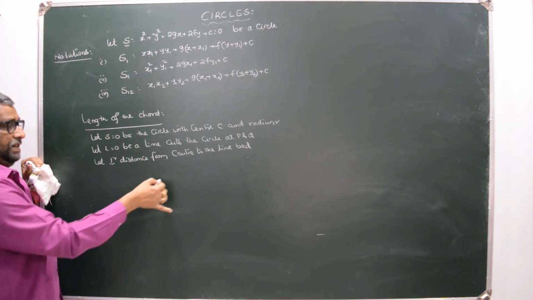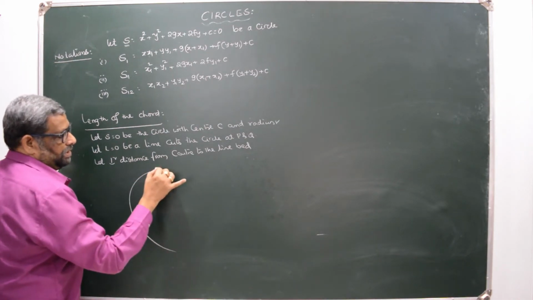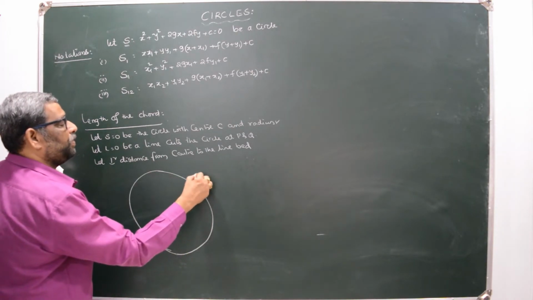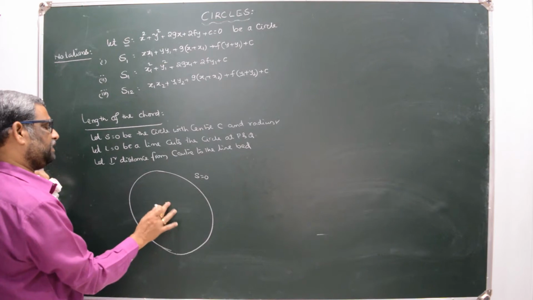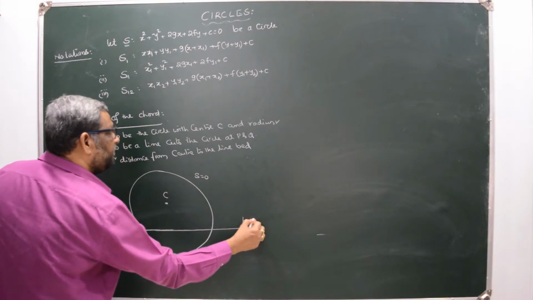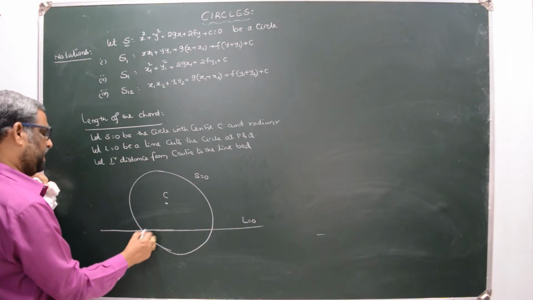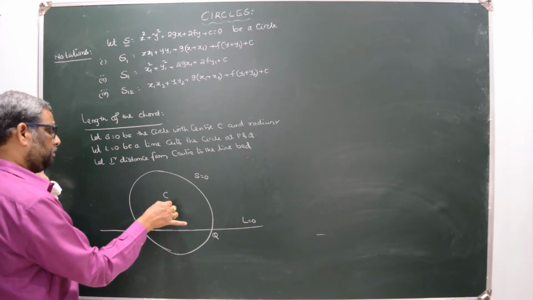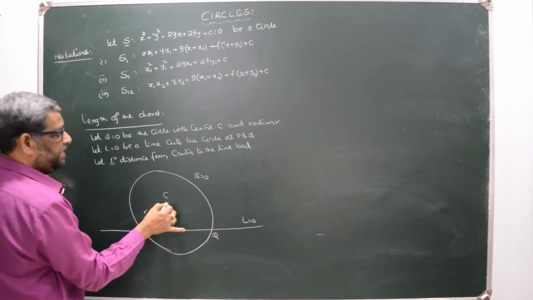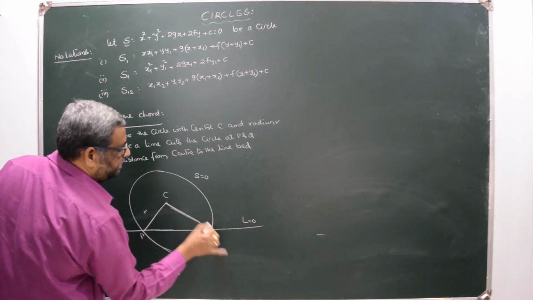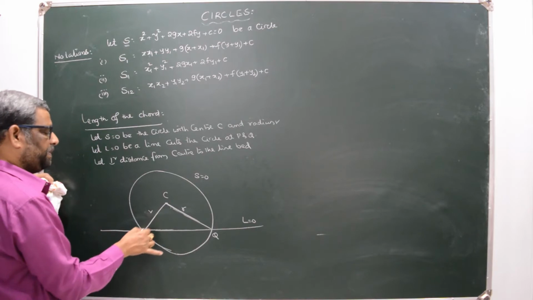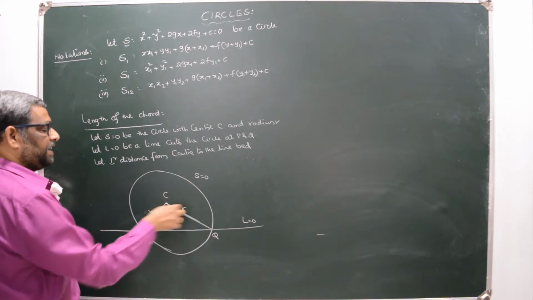Now I'll consider a circle like this. This is S equal to 0, this is the center C, and this is the line L equal to 0, which cuts the circle at P and Q. Now I will consider this one. This is the radius R. Here C is the center and R is the radius. I will join like this. CP is R and CQ is R, therefore this triangle is isosceles.